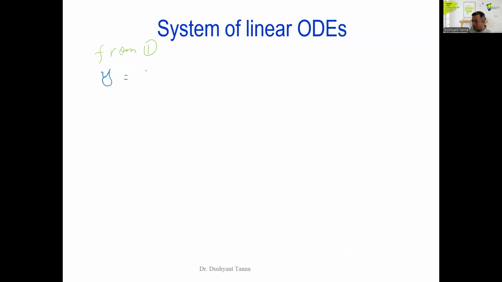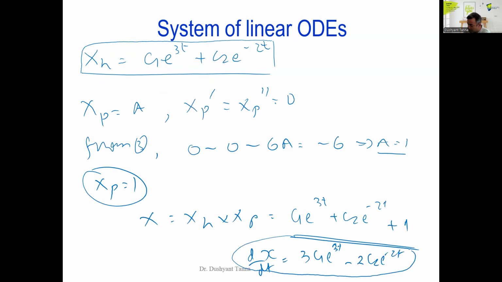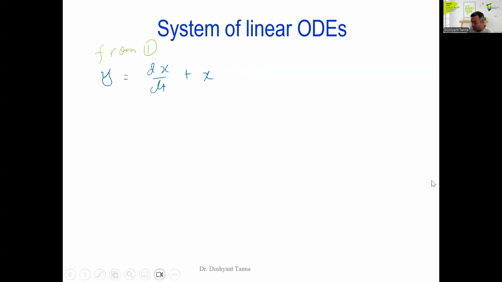y is equal to dx by dt plus x. Now dx by dt, so we talk about dx by dt. We differentiate this one. If you want, you can call it dx by dt here as well. So 3c1 e raised to 3t, 2c2 e raised to minus 2t, and one differentiation is 0. So this is my dx by dt as well, right? Plug it back in.